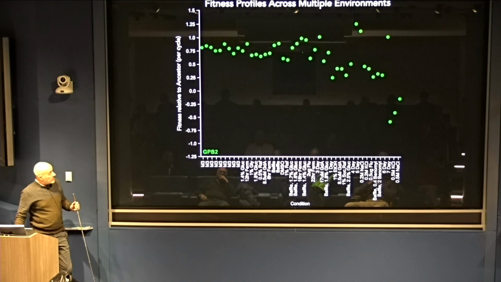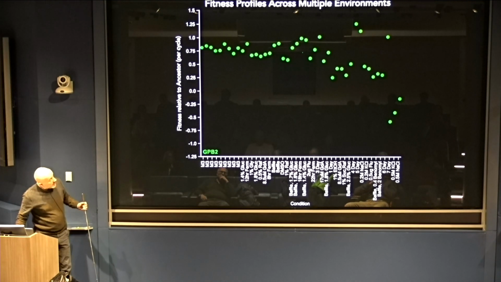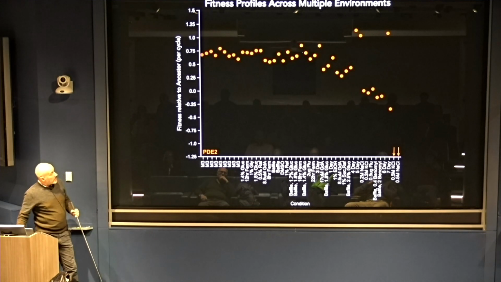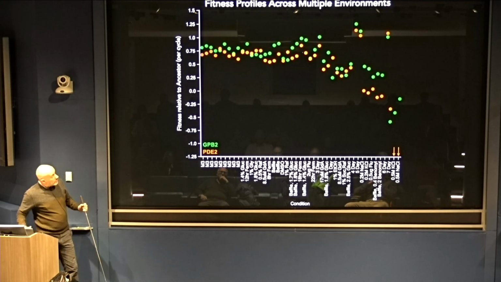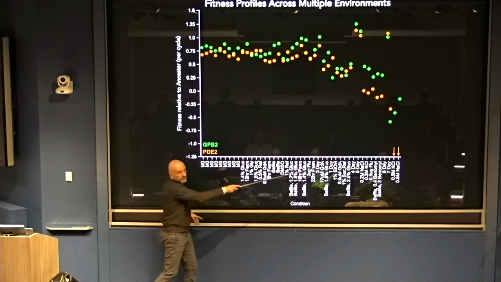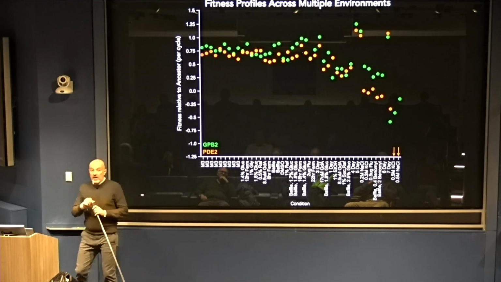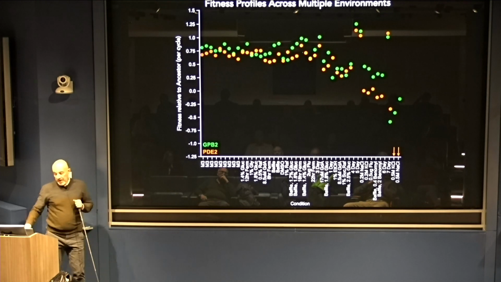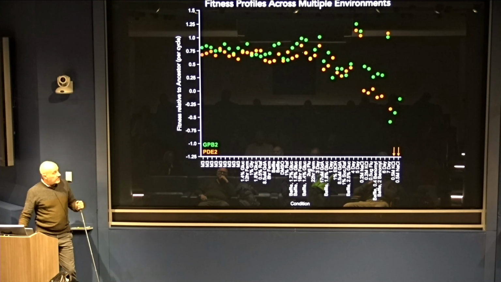OK, so this is GPB2. It was a less adaptive mutation, but it changes its fitness. It also gets worse in salt, but not as much as R1 nonsense. PDE2 is also doing its thing. GPB2 and PDE2 are very similar and close by, but eventually they start doing different things. So these genes are different, they're doing different things, and there is some kind of interesting pattern of fitness across the environments.